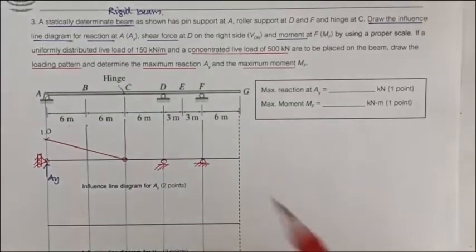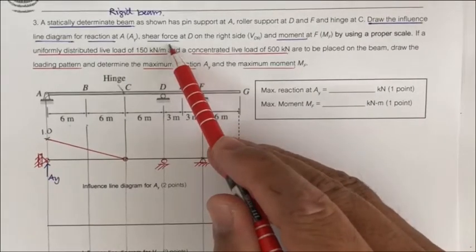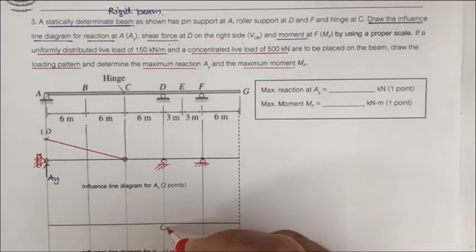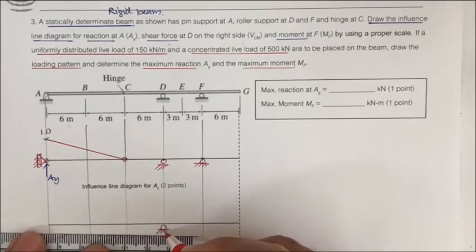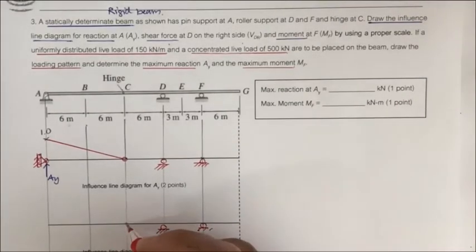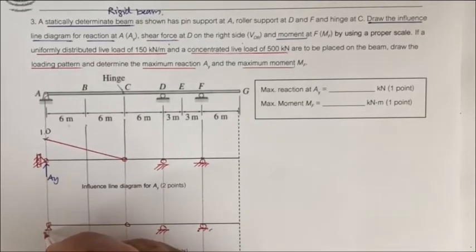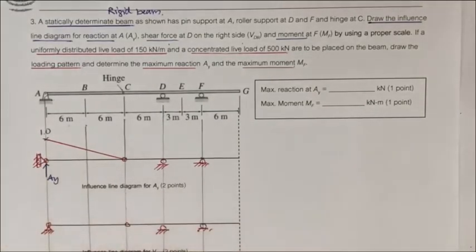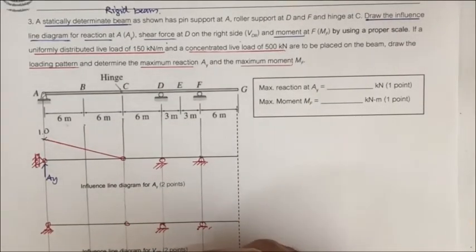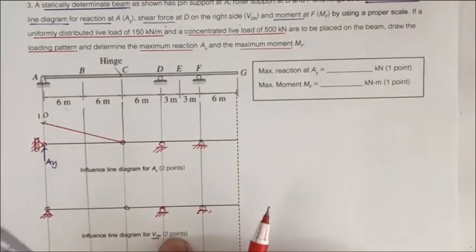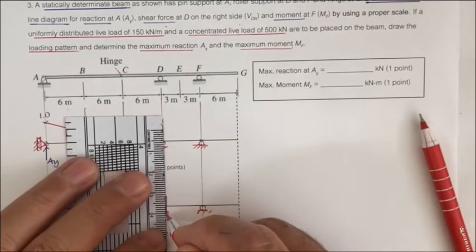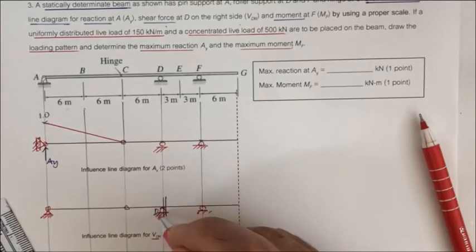Okay, next, let us draw the influence line of the shear force at D on the right side. So D is here, D is here. Okay, it still has the roller support here, and F also has the roller support here, and we have the hinge here, we have the pin here. What happens is you have to eliminate the resistance to the shear at point D on the right. That means you have to put the roller guide on the right of point D.